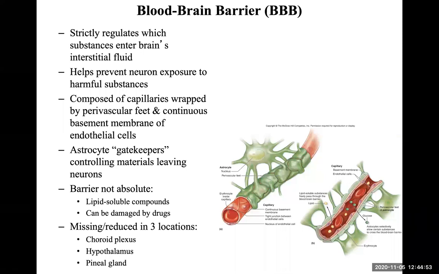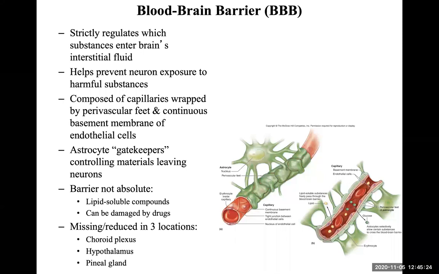So there are substances that can get through, and those substances are namely lipid soluble substances, so non-polar, and typically relatively small. So many of the non-polar drugs that are delivered can get across the blood-brain barrier. And then another important feature when it comes to the blood-brain barrier is that it is missing in 3 different locations within the central nervous system.